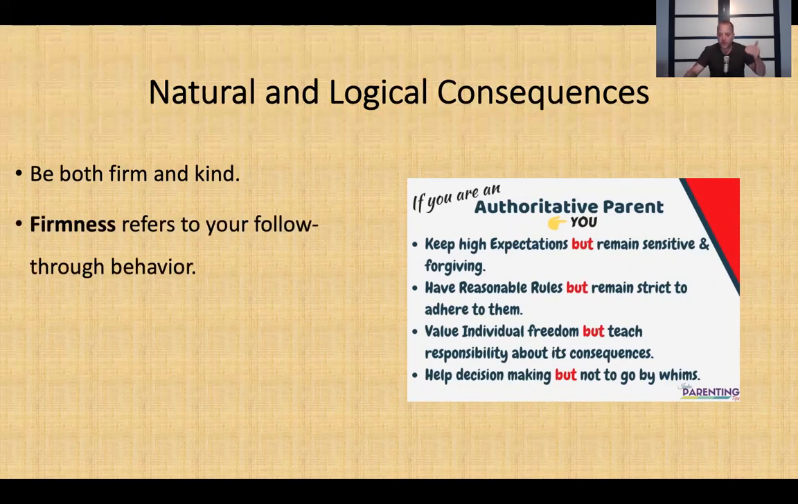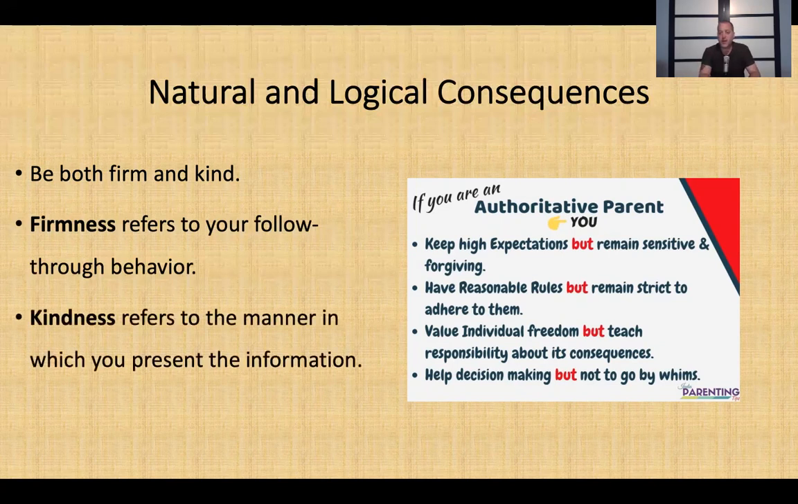Firmness refers to those limits that you set, and then your follow-through behavior. This is what we talked about. This is what the expectation was. This was your choice. This is the natural and logical consequence as a result of the choices that you made. Okay. And I want you to learn from these situations so next time that doesn't happen, right? So firmness refers to those limit-setting behaviors as well as your ability and the likelihood that you're going to follow through.